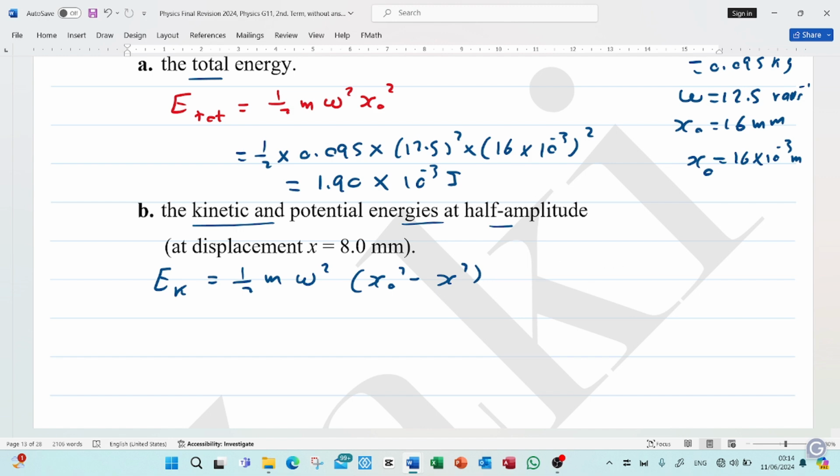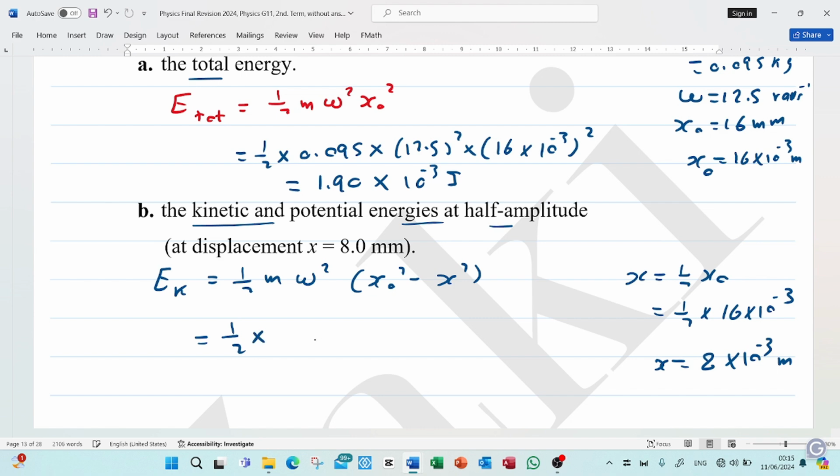Now, we need the kinetic energy at half amplitude. Then x equals half x naught. So x equals half multiplied by 16 times 10 to the power negative 3, which is 8 times 10 to the power negative 3 meters. This is x. We need the kinetic energy and the potential energy at this displacement.